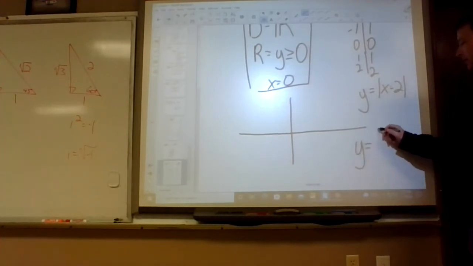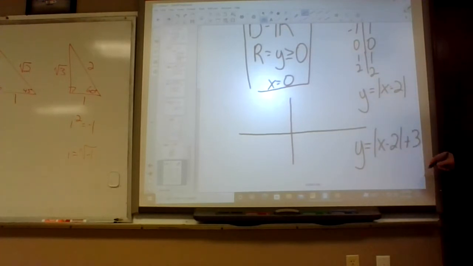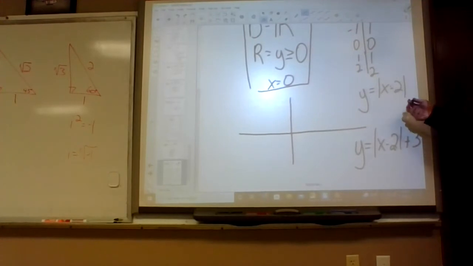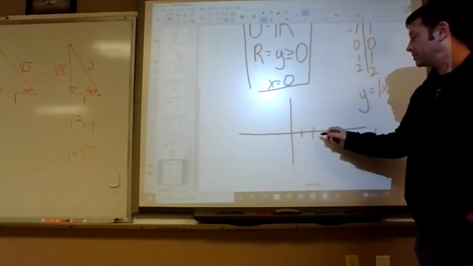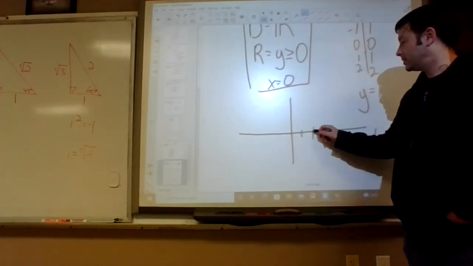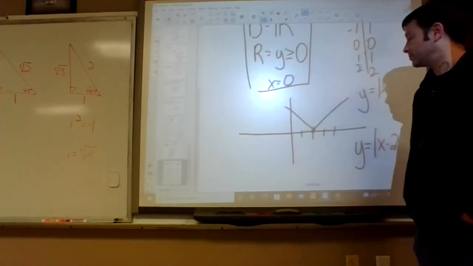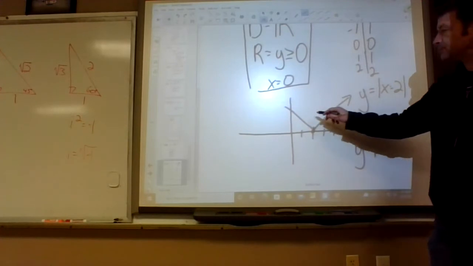Okay, B. I'm gonna add something on here. This makes it go up 3. If it's directly on the x, it affects the left-right motion. It goes right 2. So this is just right 2. We could plug stuff in again, but it'd be a little harder to figure out. So it's still a V shape, but it moves right 2.